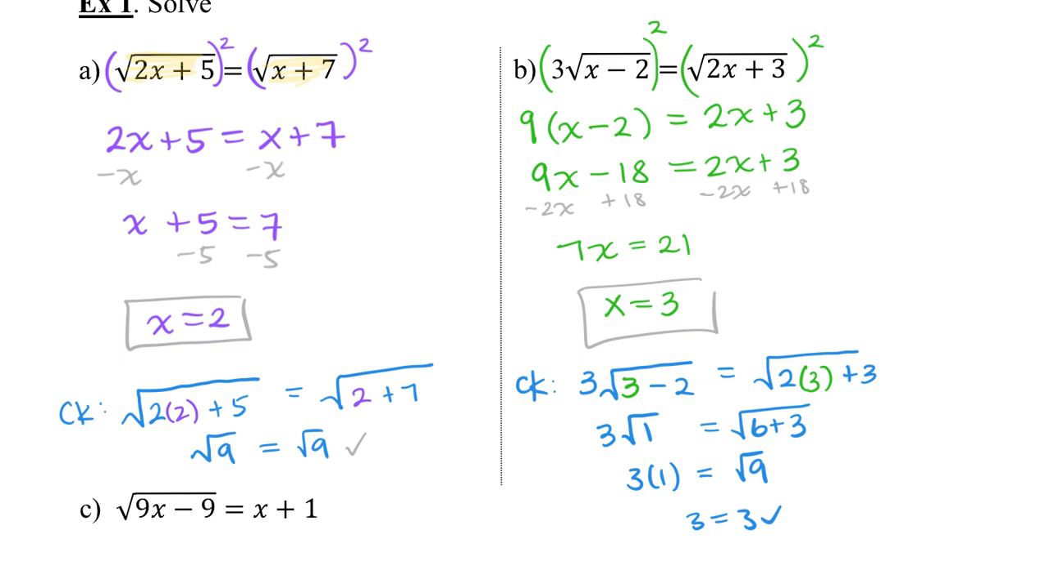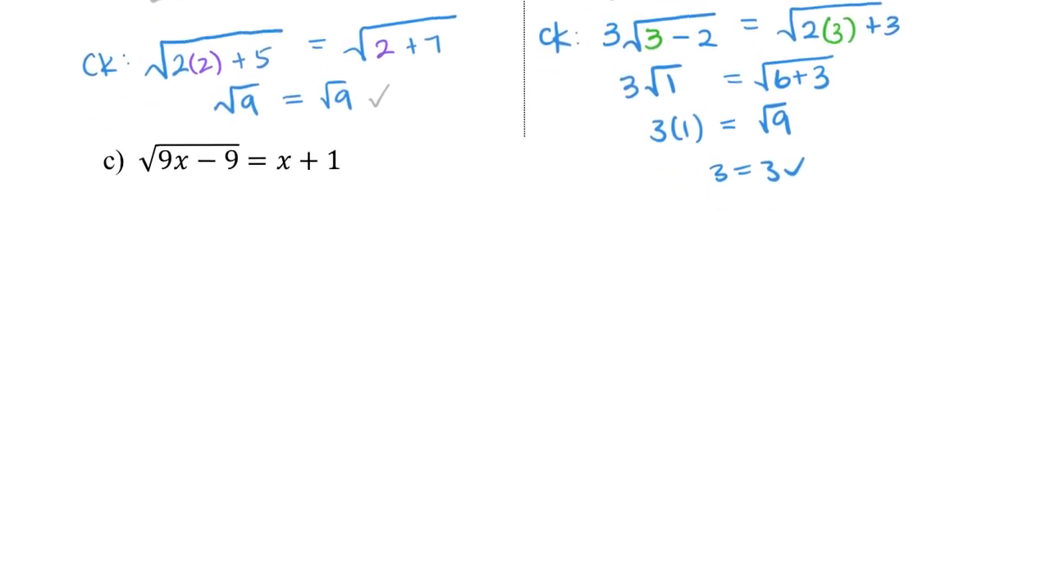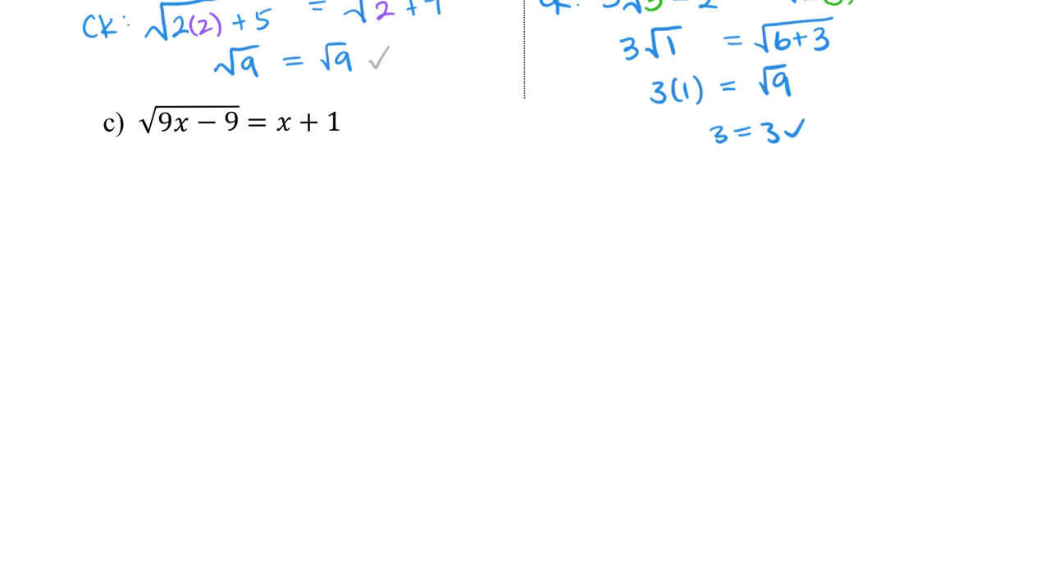Okay, now C. Let's look at C. See the big space below C? That means this is going to be a good one. Okay, it says the square root of 9x minus 9 equals x plus 1. Okay, there's only one radical. It's right here. Is it isolated? It's isolated on the left side, so I can go ahead and square both sides.